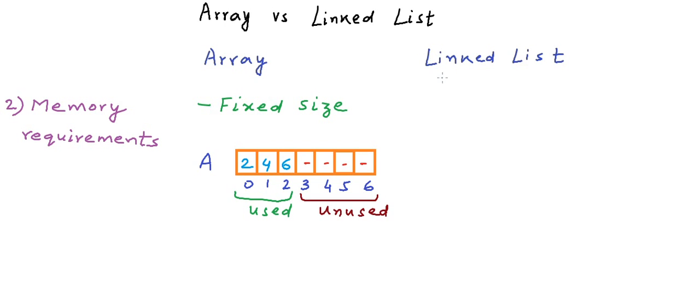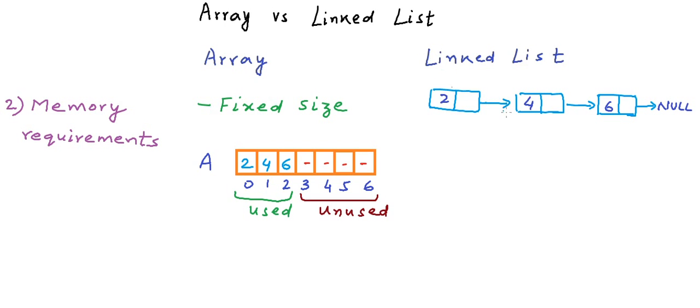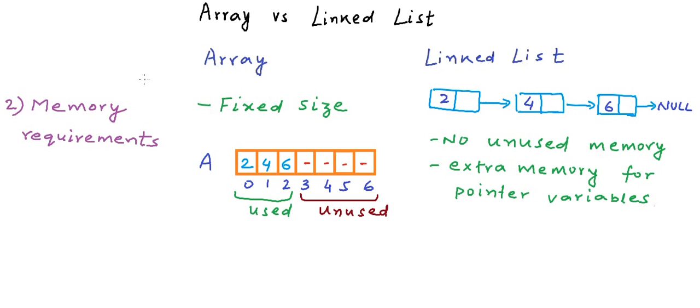With linked list, let's say we have this linked list of integers. There is no unused memory. We ask memory for one node at a time, so we do not keep any reserved space, but we use extra memory for pointer variables. And this extra memory requirement for pointer variables in a linked list cannot be ignored. In a typical architecture, let's say integer is stored in 4 bytes and pointer variable also takes 4 bytes.